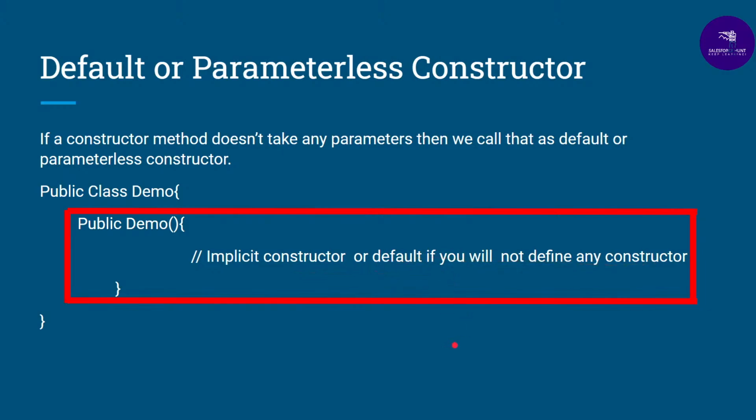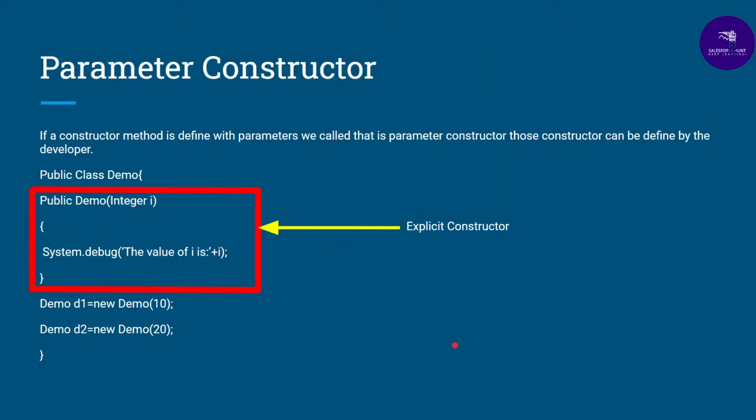Here you can see, so you can easily understand with the help of this one, right? Now it's time to look at the parameter constructor. So what is a parameter constructor? If a constructor method is defined with parameters, like an integer, and you can define another parameter too. We already discussed the practical part, right? So it's time to do it like this.